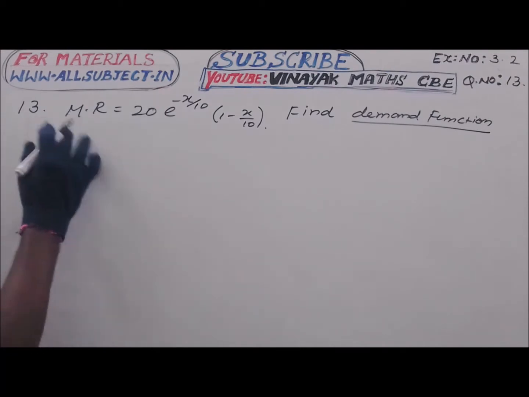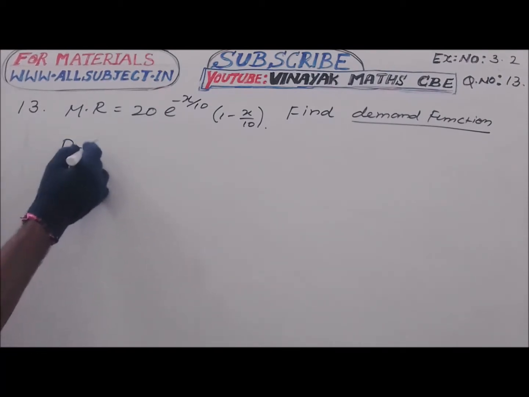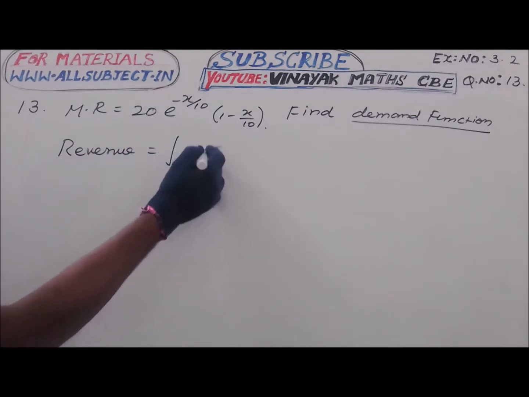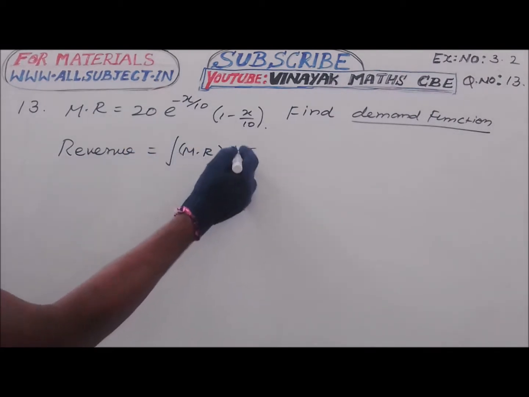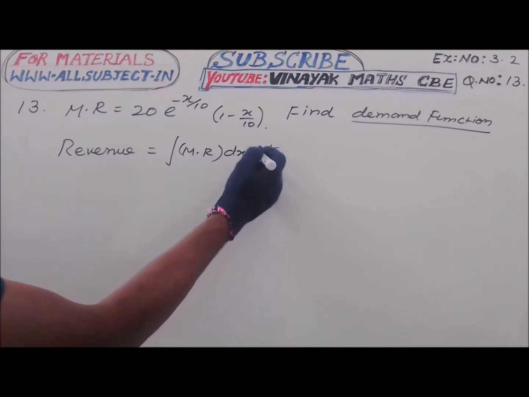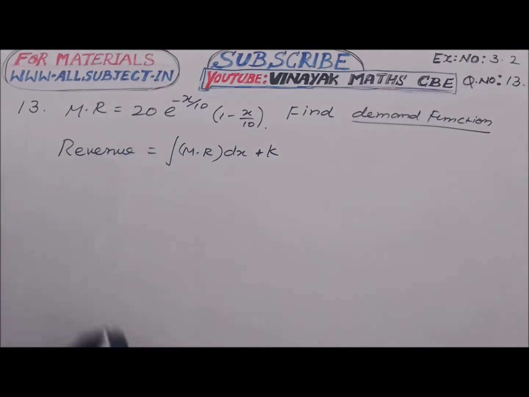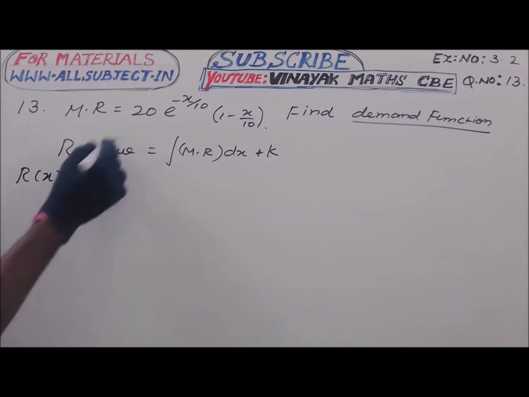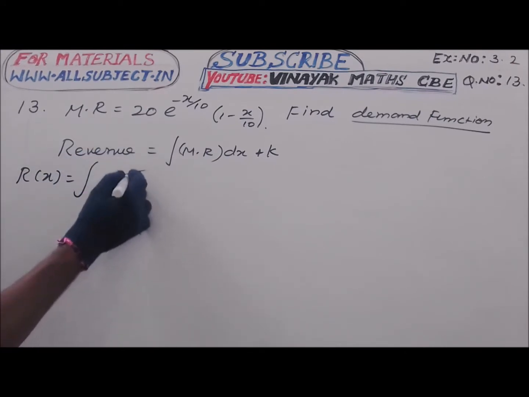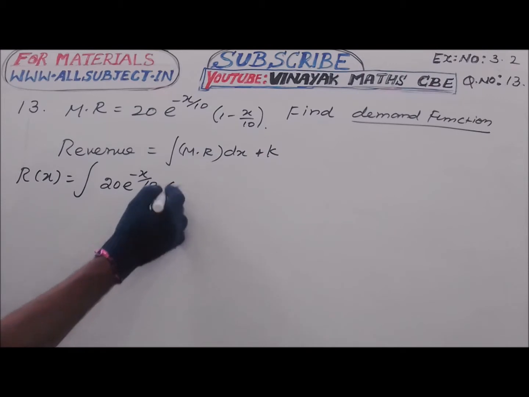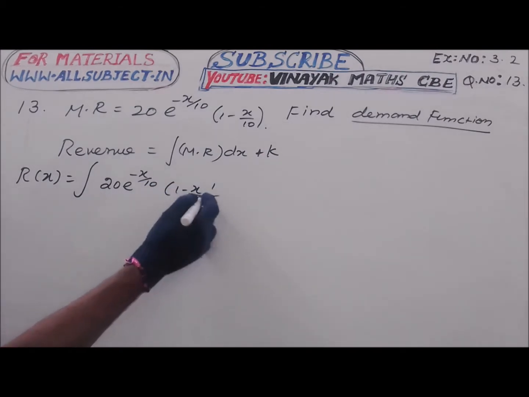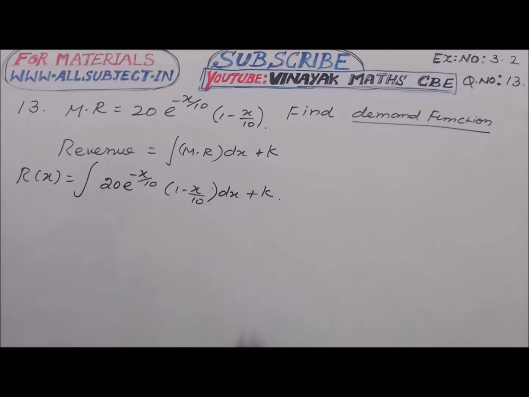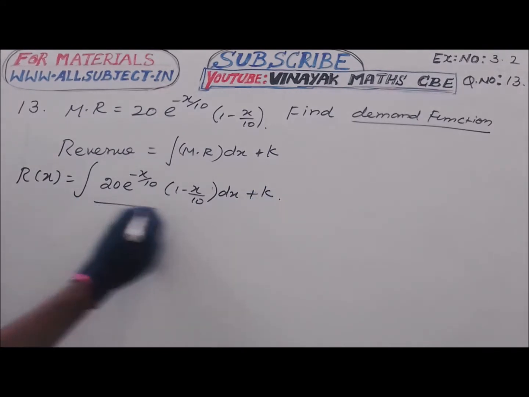We need to find the demand function. First we should calculate revenue. Revenue equals the integral of MR dx plus constant of integration k. Substituting MR here, R of x is equal to the integral of 20 e to the power minus x by 10 into 1 minus x by 10 dx plus constant of integration k. So integrate this.